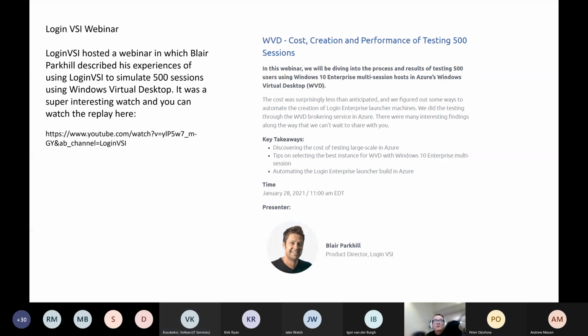Also shared this, might be quite interesting to some of you. Login VSI, who obviously do load testing, released their webinar where one of their employees, Blair Parkhill, did a WVD test with 500 sessions using their product. Quite interested to see the results, so I'm not going to tell you what they were, but head over there. I think he saw some issues when he started to go beyond 320 sessions. But yeah, have a look at that. It's on YouTube, so interesting to watch.